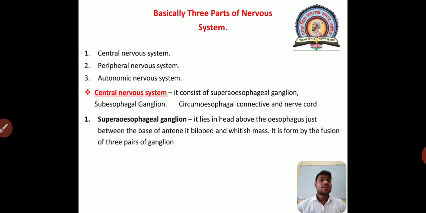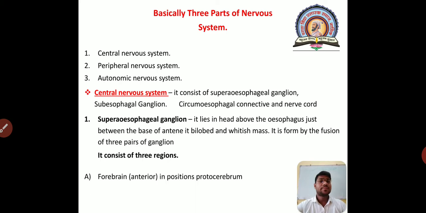The supraesophageal ganglion lies in the head above the esophagus, just between the bases of the antennae. It is a bilobed, whitish mass. It is formed by the fusion of three pairs of ganglions. It consists of three regions, three parts.